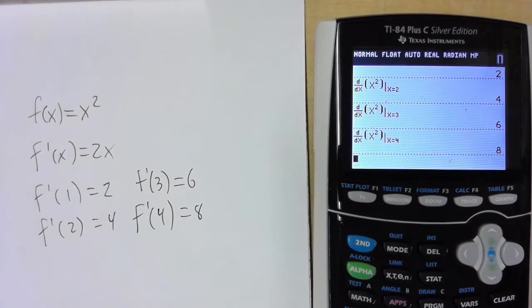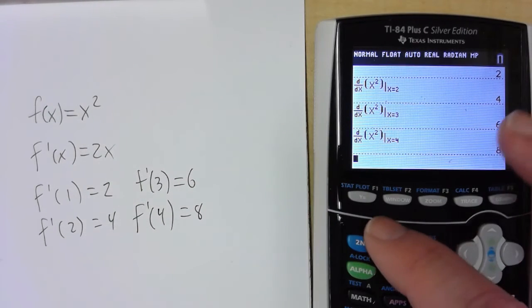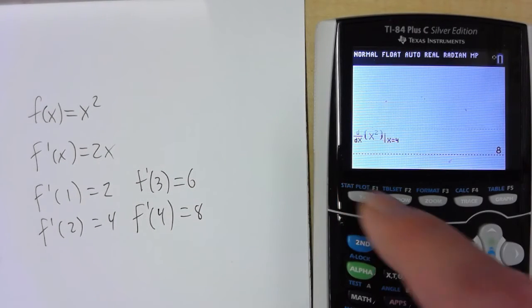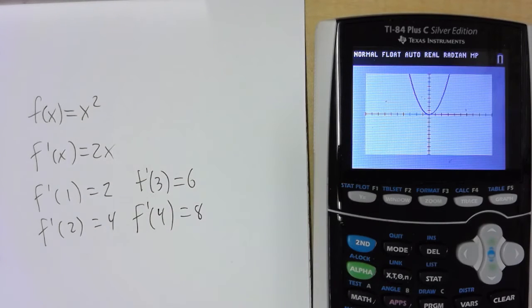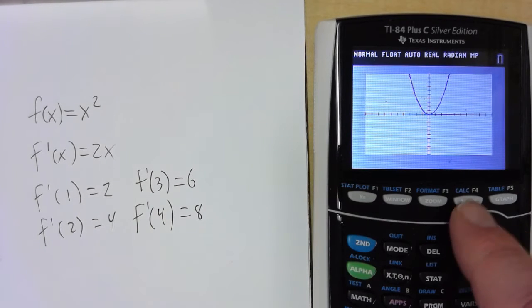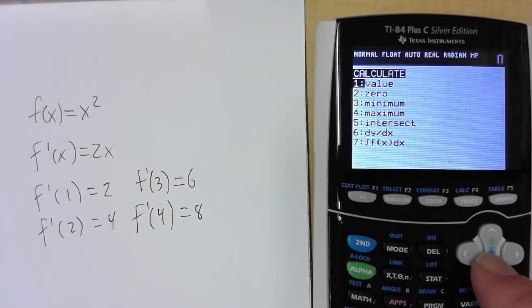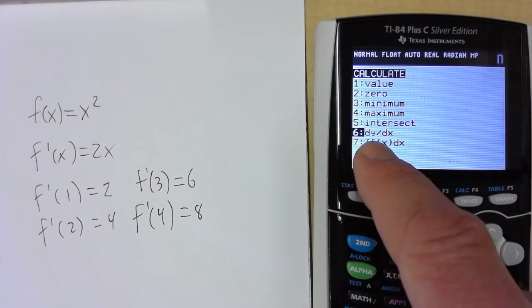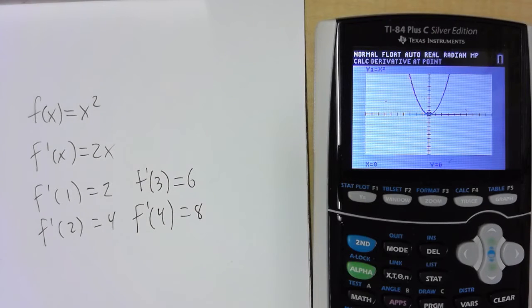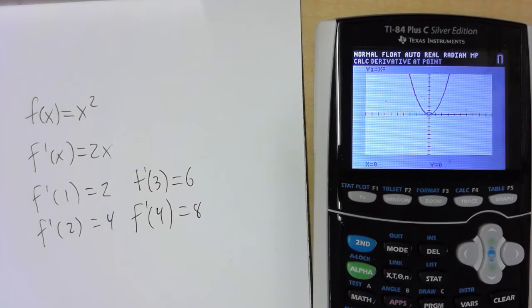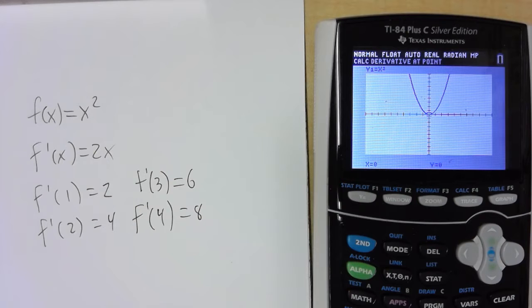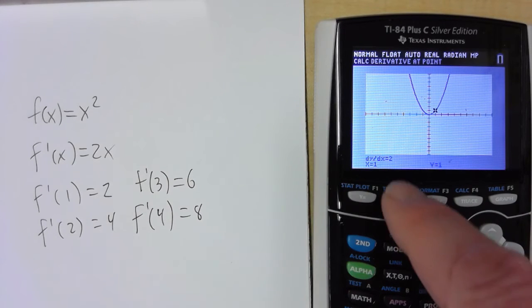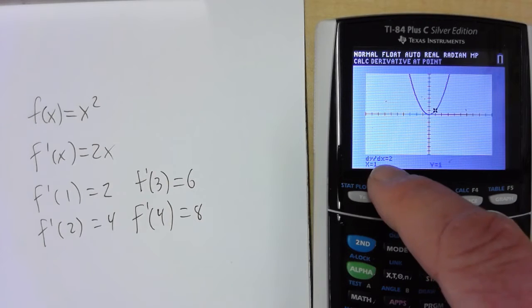Now I'm going to do it from the graph. So I'm going to go to y equals and graph. And there's the graph. So under calculate, second calculate, that means derivative, right? So I want to know the derivative at certain places. I want to know the derivative at 1. So I type in the number 1 and I hit enter. All right, so at x equals 1, the derivative is 2.